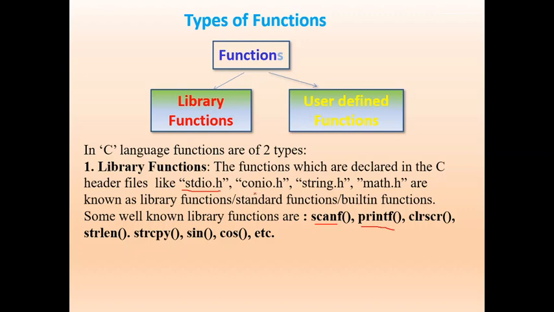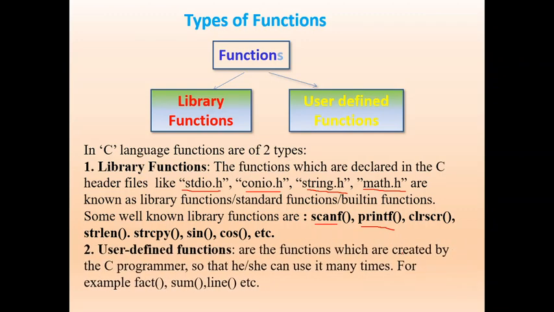In the same way, console related input output functions are stored in conio.h. String related functions like string length, strlen, strcpy are stored in string.h. Mathematical related functions are defined in math.h. So these functions we just use. These are called library functions or built-in functions.